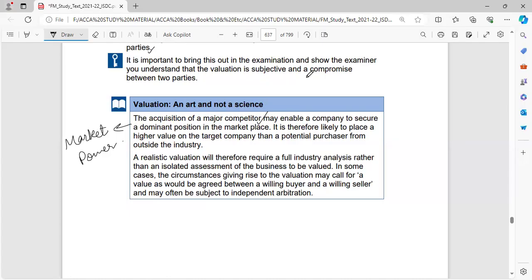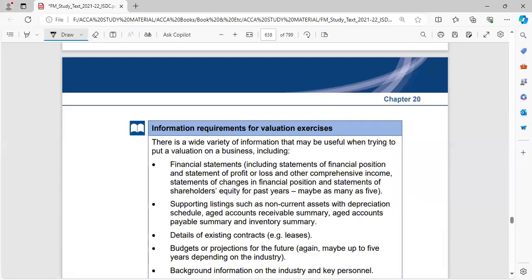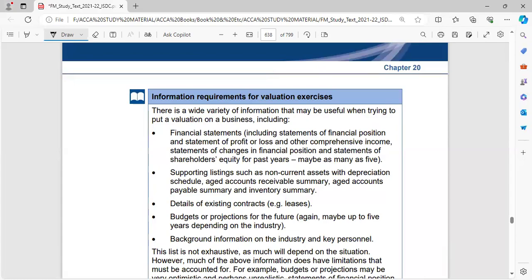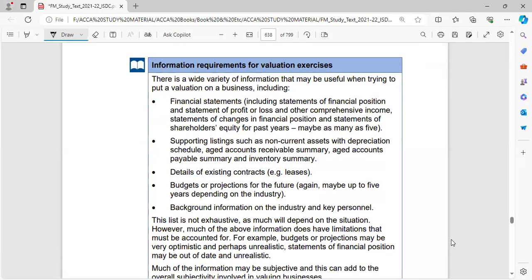In this case, we have to determine a negotiated price where both the parties will be willing. A willing seller may often be subject to independent arbitration, and a willing buyer as well. Where both the parties are willing, then definitely it is possible that we can determine the valuation of a business, which is called a negotiated price.